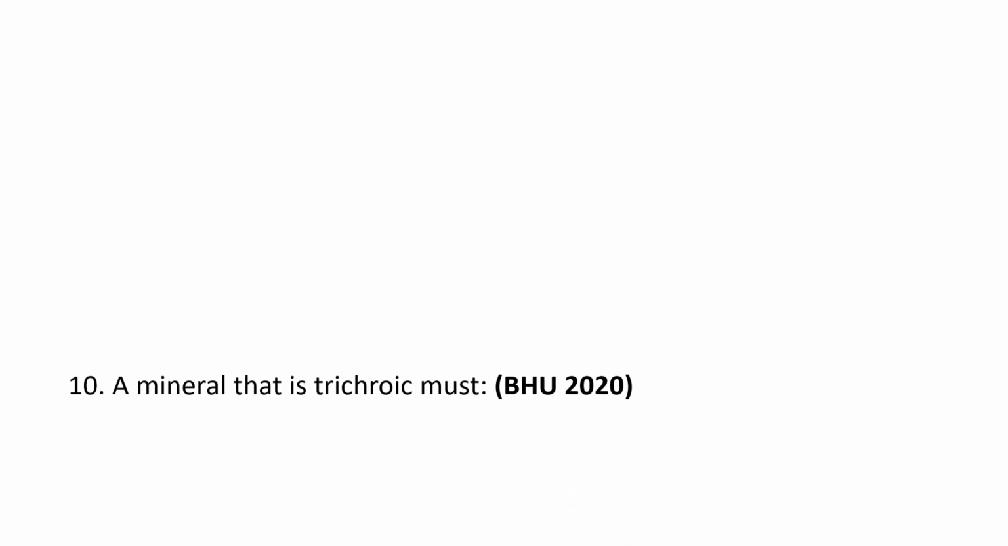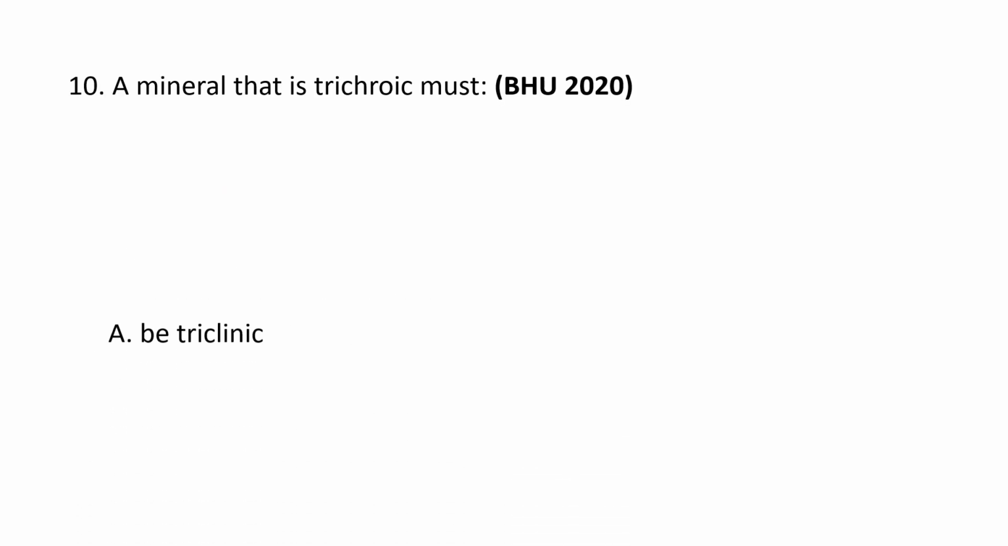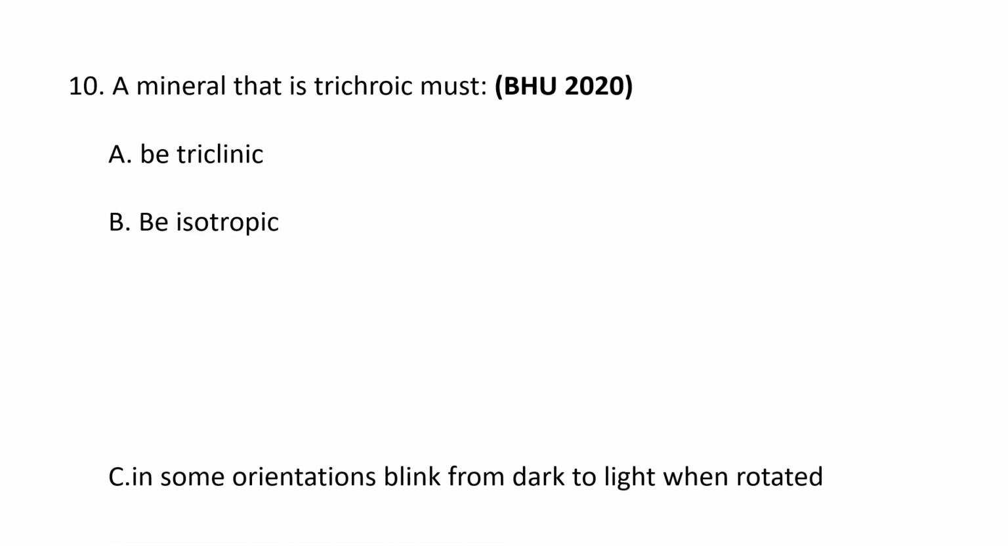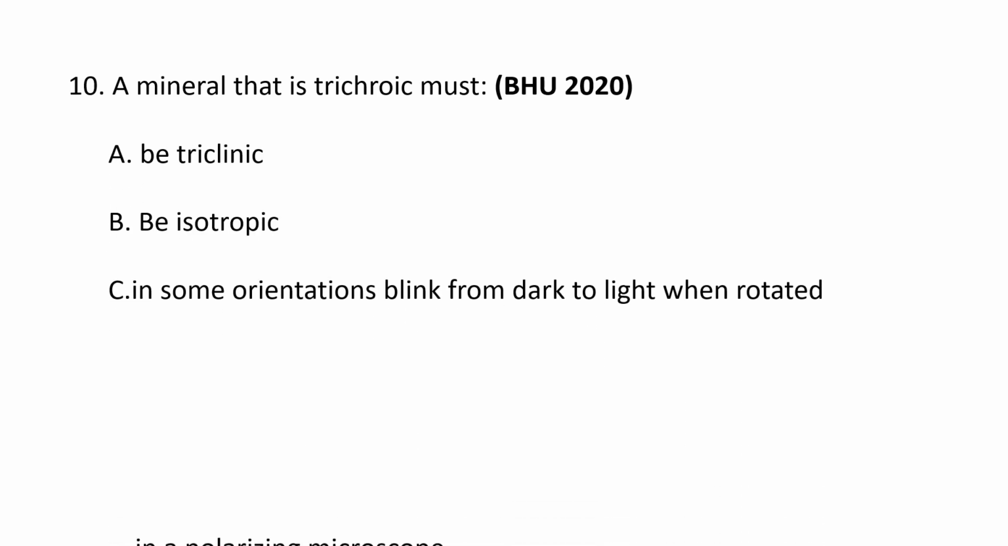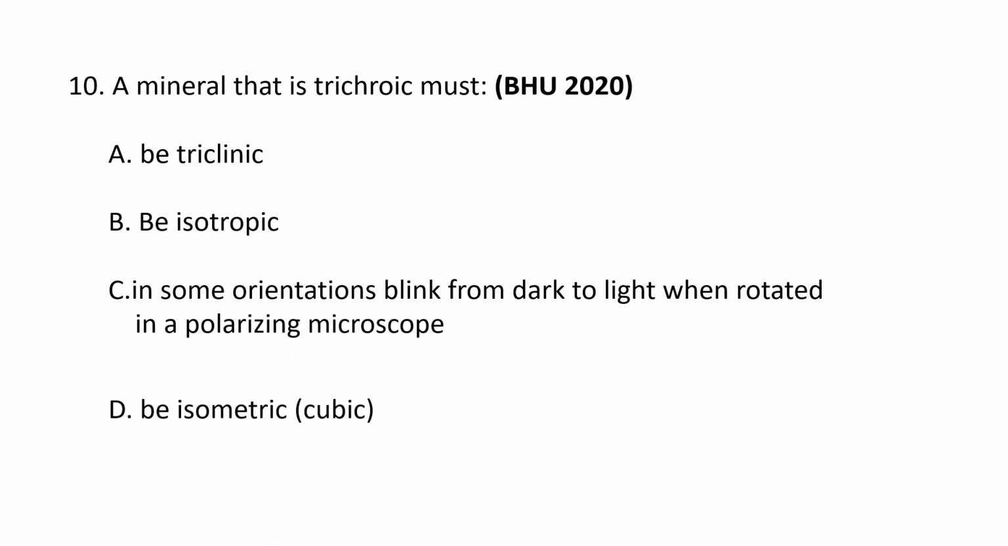Next question. A mineral that is trichroic must be A. Triclinic. B. Isotropic. C. In some orientations, it will blink from dark to light when rotated in a polarizing microscope. And D. Be isometric.